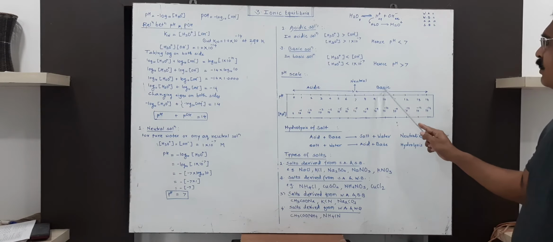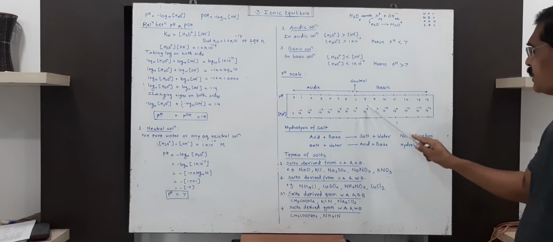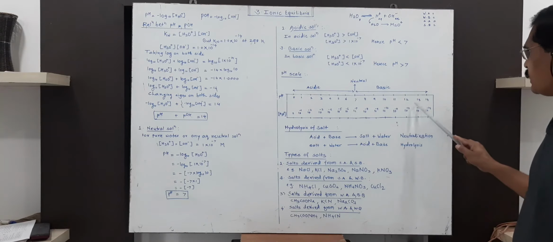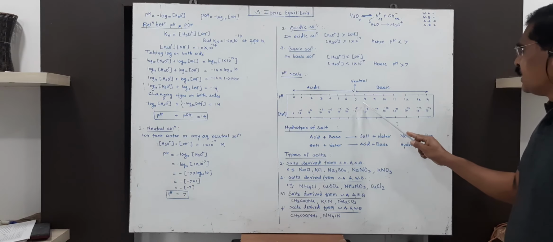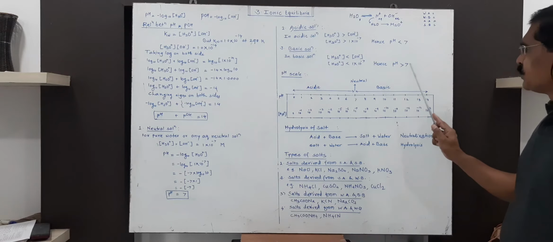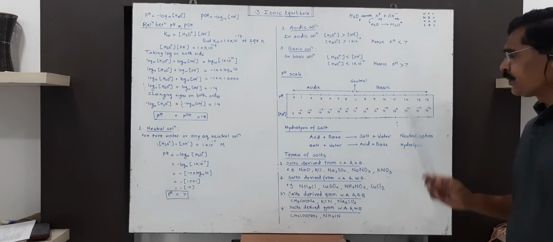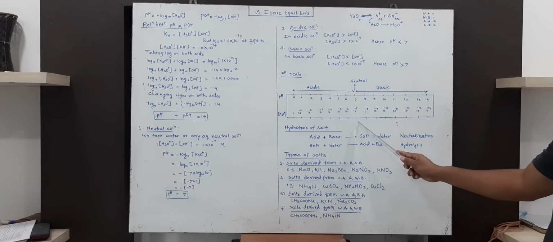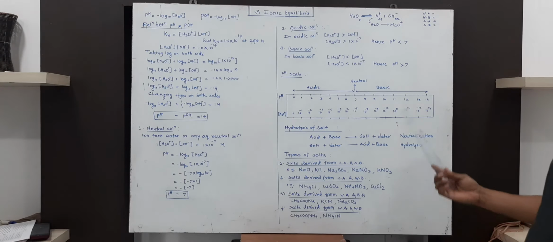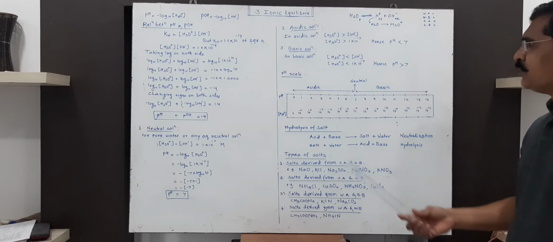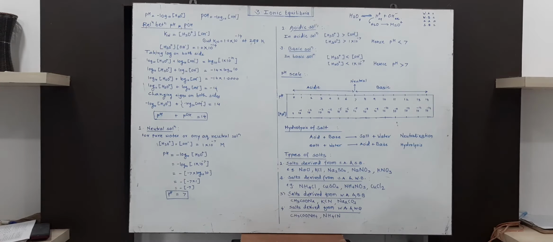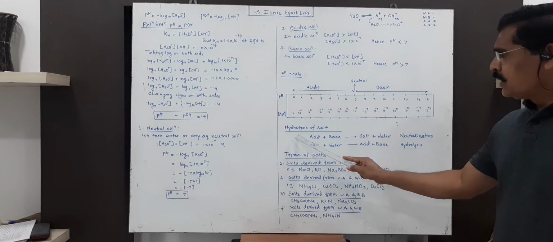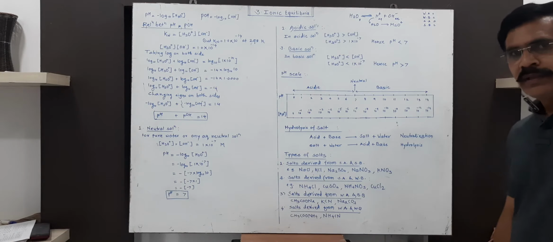Here we have seen that for a basic solution pH is always greater than 7. See here, it is greater than 7. This range indicates the nature of the solution is basic. So this pH range is important to know the nature of a solution, whether it is neutral, acidic or basic. Then what is hydrolysis?